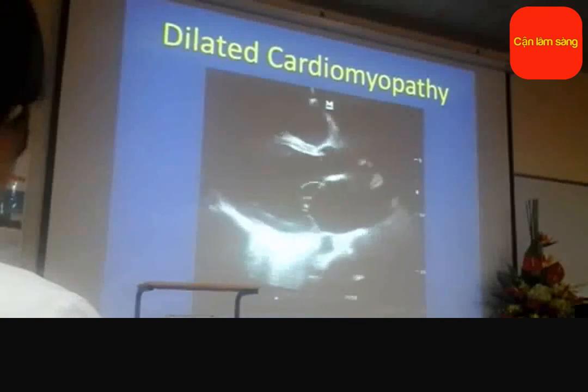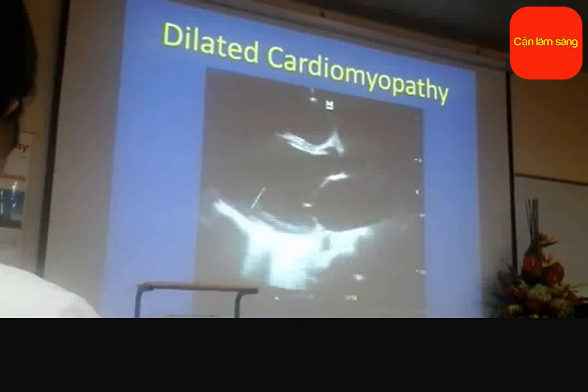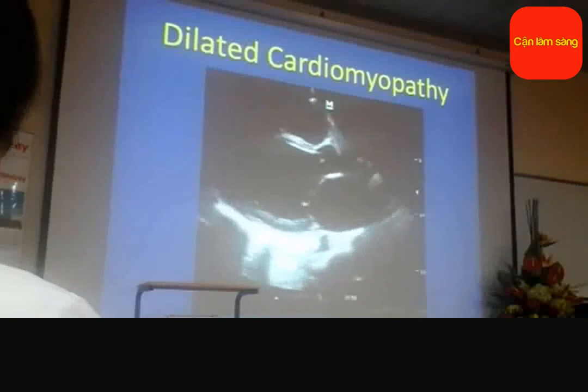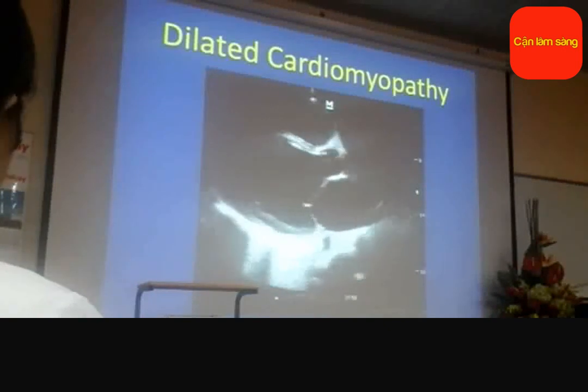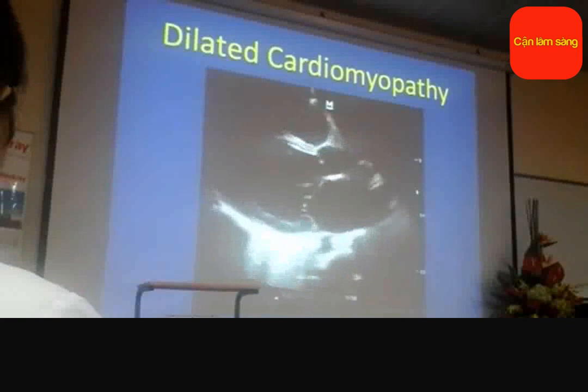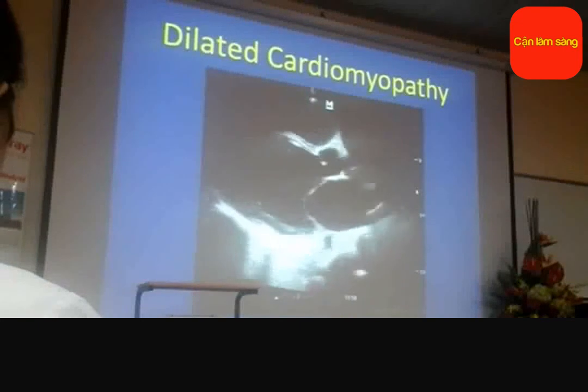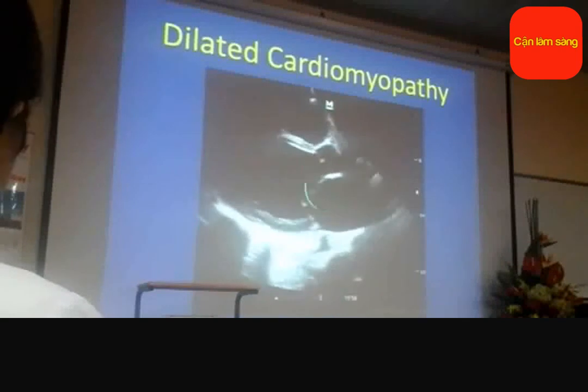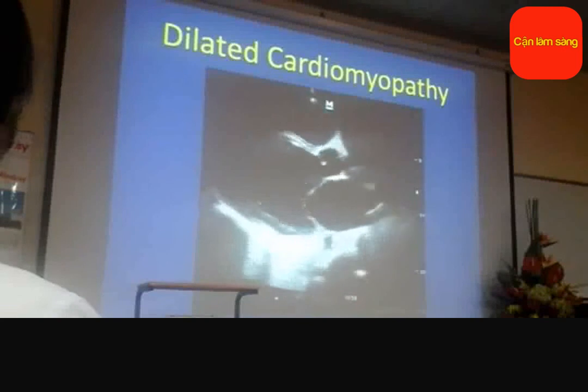The mitral valve is not opening very well, but the ventricle is very dilated and hypocontractile. So the mitral valve and the aortic valve are not opening well because of low stroke volume.